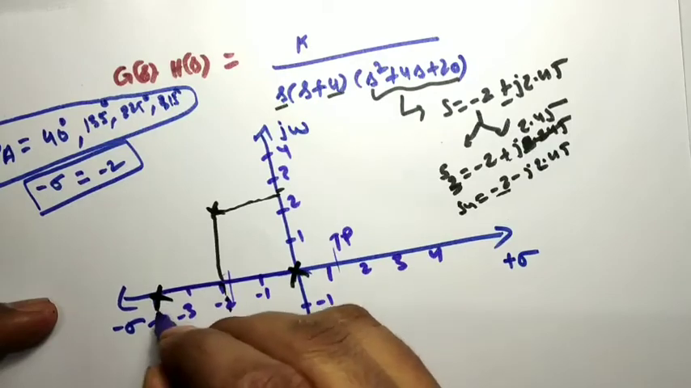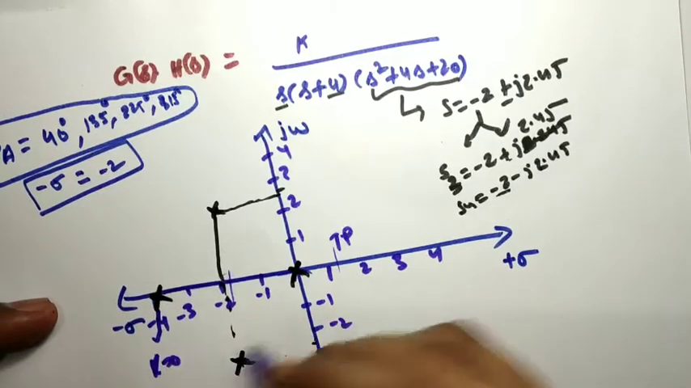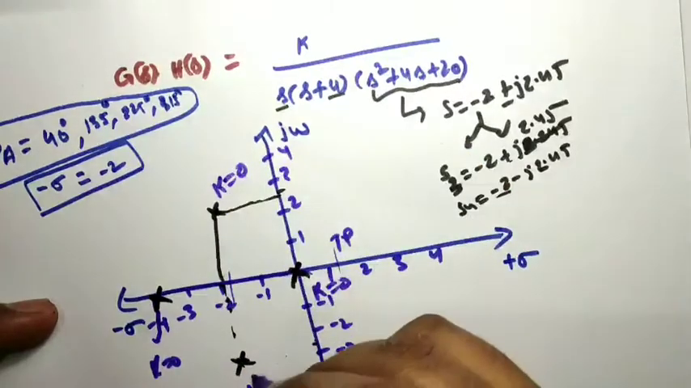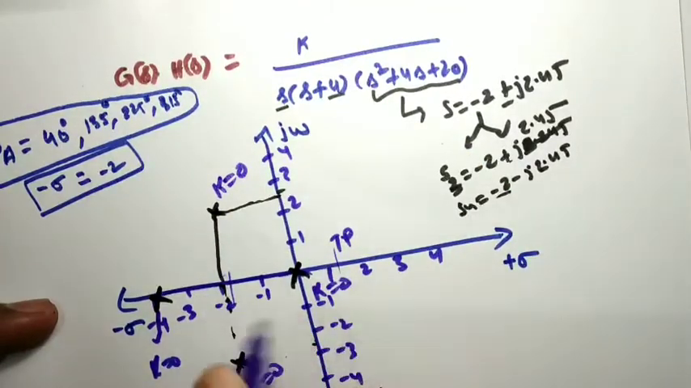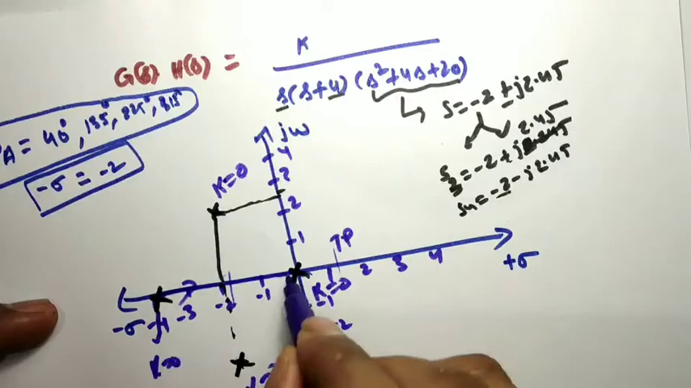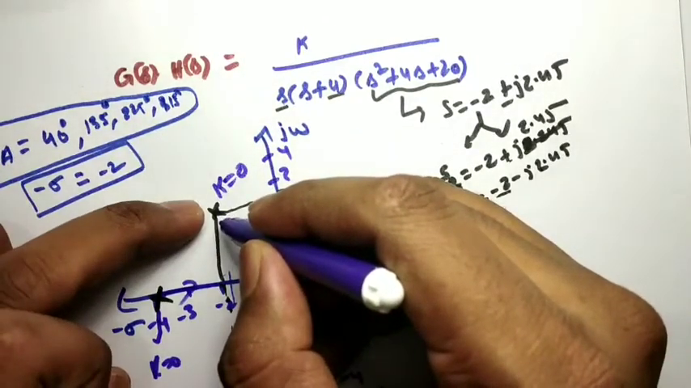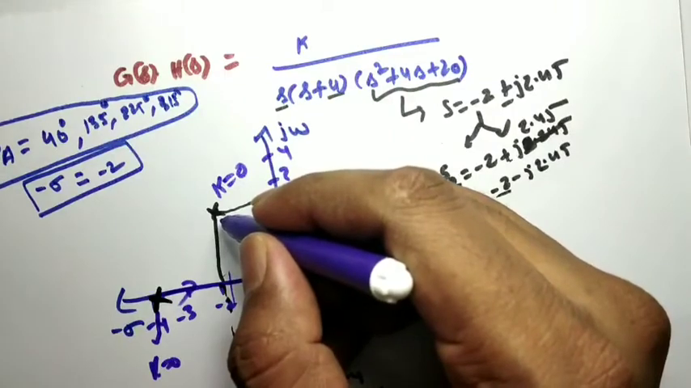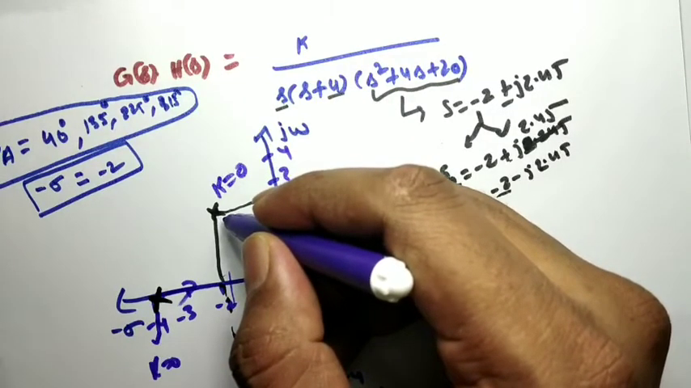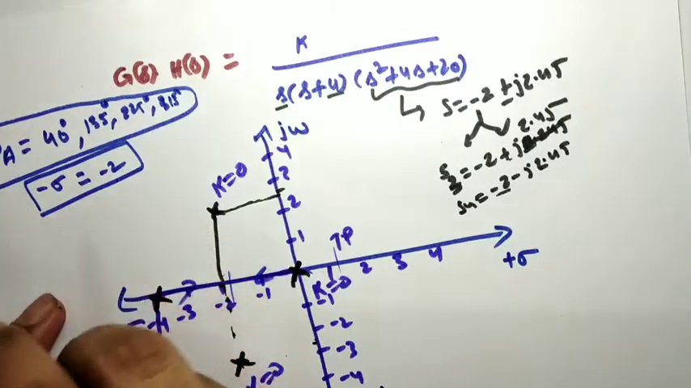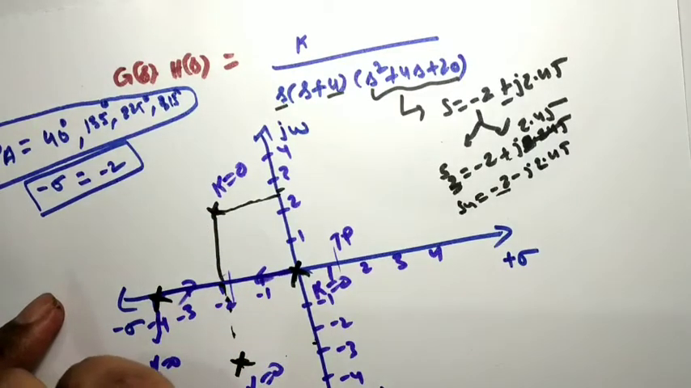Now what happens if k increases? Initially k is equal to 0 at each pole. If I increase k, this pole is moving in this direction and this pole is moving in this direction. In what direction is this pole moving as k increases? To know that, you have to find the angle of asymptotes.